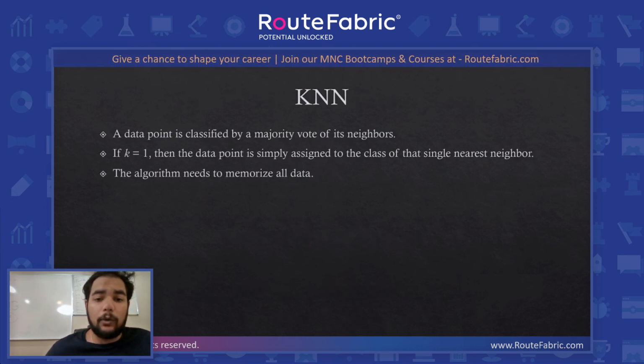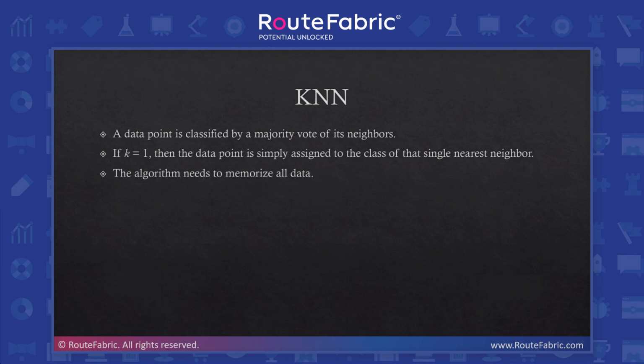Now let us look at what k-nearest neighbors means. K-nearest neighbors is similar to k-means clustering, but k-nearest neighbors is supervised learning, where a data point is classified by a majority vote of its neighbors. If k is equal to 1, then the data point is simply assigned to the class of the single nearest neighbor. If k is equal to 5, the data point is assigned to a class of the 5 nearest neighbors. The algorithm needs to memorize all data, so if the data is huge, it requires a lot of processing power.